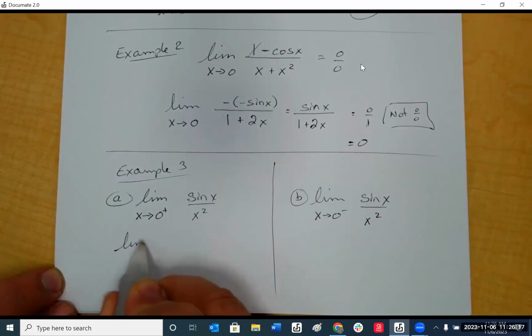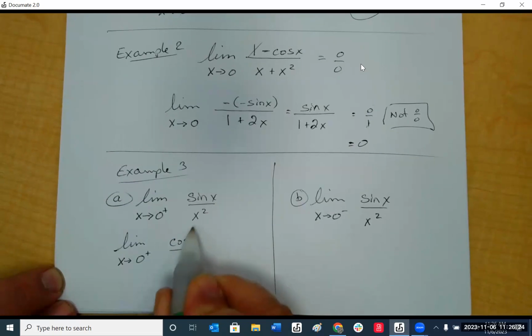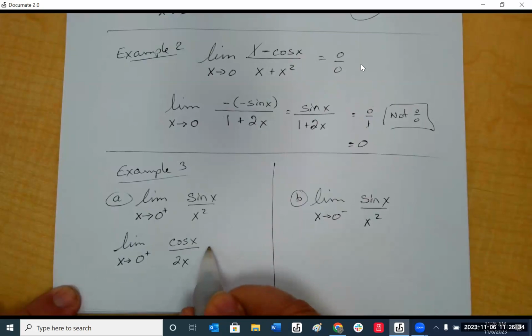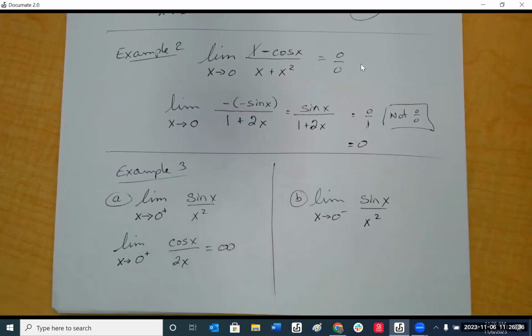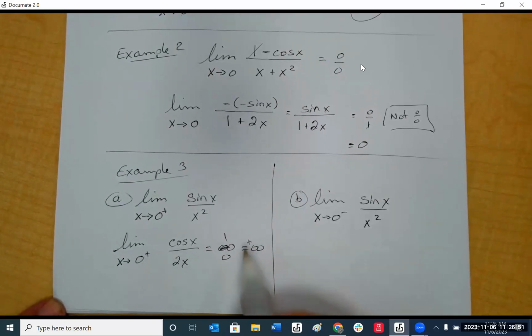If I use L'Hopital's rule, the derivative of sine is cosine, and over 2x. It's still 0 over 0. No, it's 1 over 0. So that means it's going to infinity. Of course, cosine of 0 is 1 over 0. So this is 1 over 0, which is infinity. Since we're coming in from the right, it's a positive infinity.